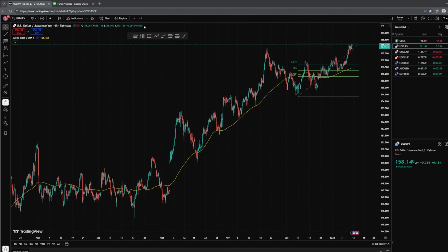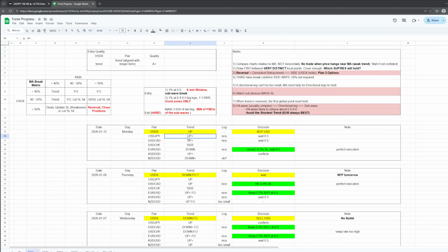Okay, let's write it down. USD Japan yen trend is up. Our decision is to wait for at least a 50% retracement.